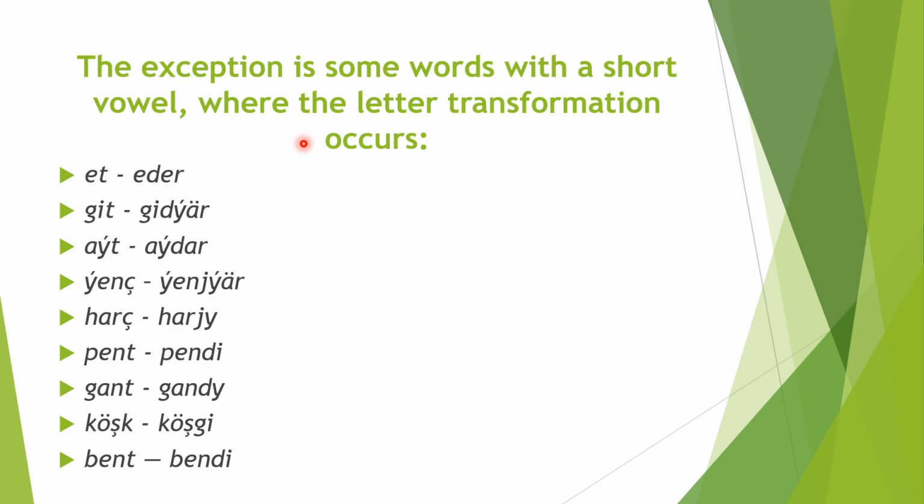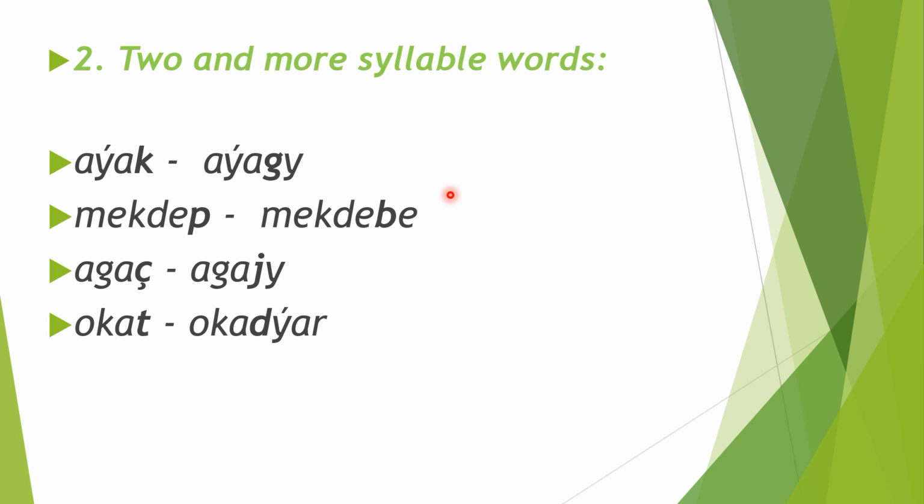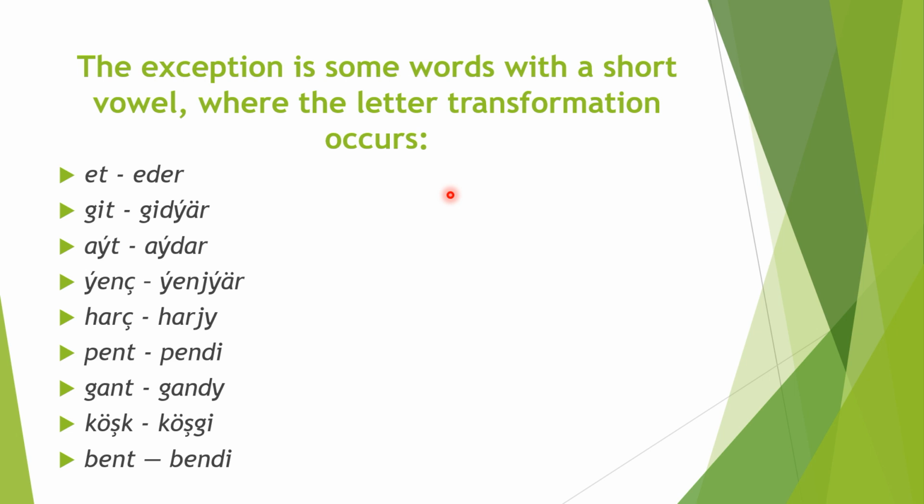So the exceptions, students, are in some words with a short vowel where the letter transformation occurs. As I said, when the first vowel is long, we have letter transformation in one syllable words with a long vowel, and in two and more syllable words. And now here we have exceptions. The exception is that we pronounce this vowel short, but we have letter transformation. Actually, in other languages we have exceptions too, but I want to focus specifically on this rule, students.